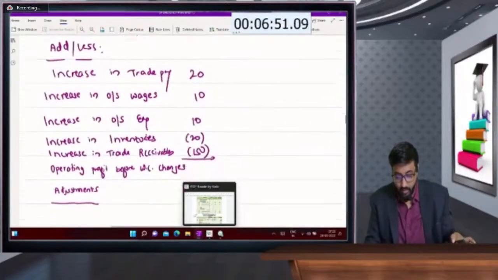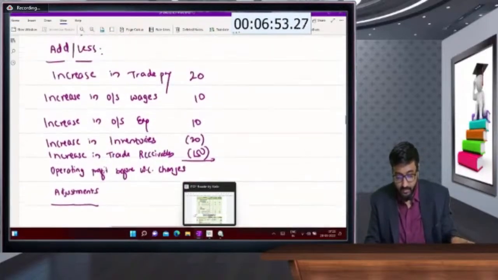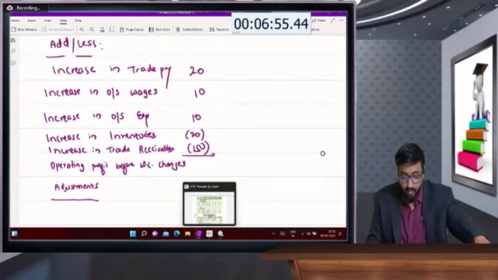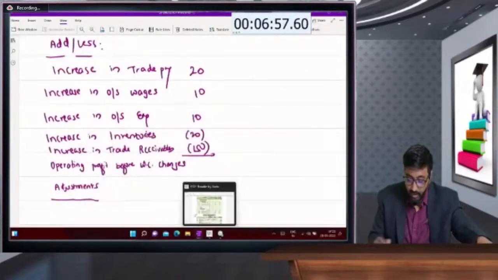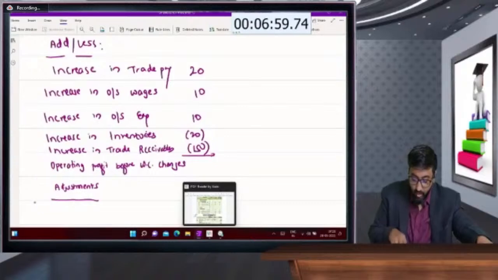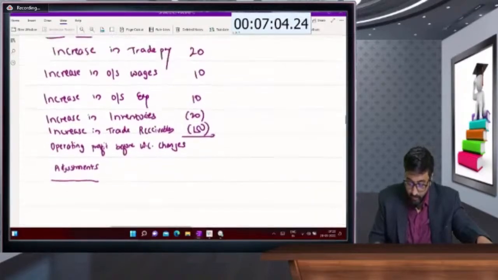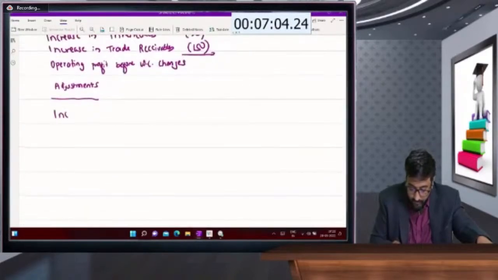Oh, I have written it in the wrong place. Sorry, I have written it in the wrong place, beta. It is below adjustments. I have to write it below operating profit before working capital changes. Yes, sorry. Wait for one minute. Sorry. Increase in trade payable. I will just copy paste.